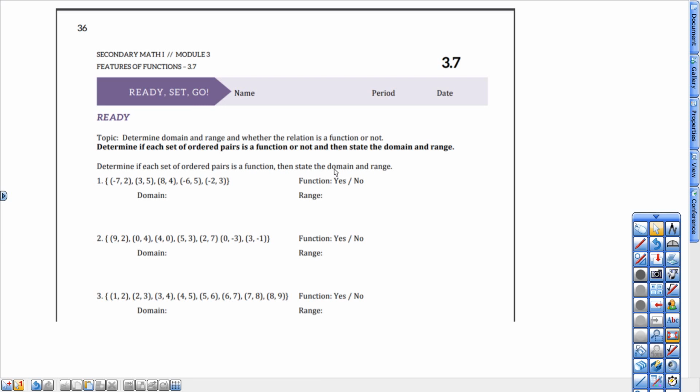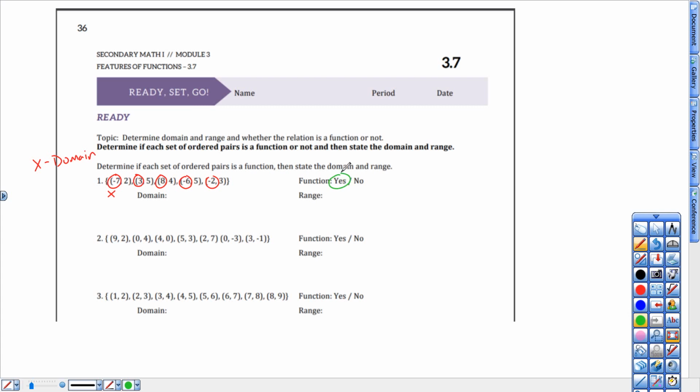It says determine if it's a function and then give domain and range. So again, remember to find out if it's a function, look at the x numbers. If none of those repeat, then I'm guaranteed that it's a function. For that first one, none of those numbers in the x coordinate repeat. Remember, x is the domain. Write that word down. That's not one of the random words, but write that down. Domain, all the x values. This is definitely a function, yes, because none of the x numbers repeated.